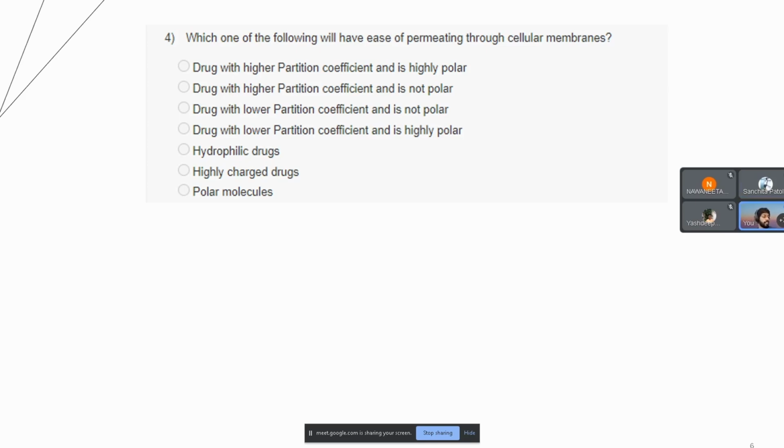Partition coefficient, for those of us who do not know, is basically the solubility or the dissolution of the drug in the oil phase over the aqueous phase, right? Lipids are oily in nature, so to speak. So if a drug has a higher partition coefficient, it's going to be much more soluble in lipids, so it's going to readily traverse the bilipid membrane that's present in cells.